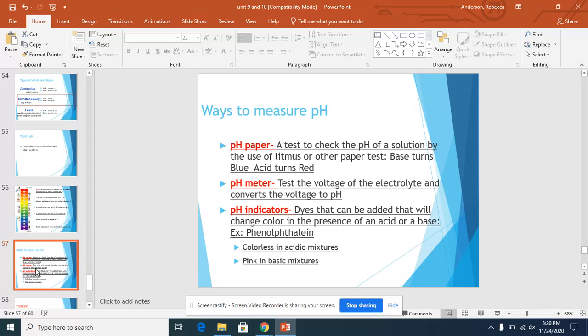You have a pH meter, which tests the voltage of the electrolyte and converts that voltage to pH. And you have pH indicators, which are dyes or compounds that can be added that will change color in the presence of an acid or base. An example of that is phenolphthalein. It's colorless if it's an acidic mixture, and it turns pink when it is a basic mixture.